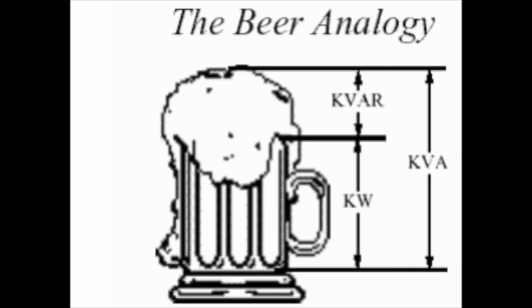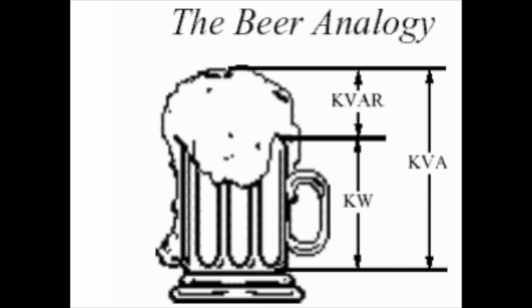Life isn't perfect. We all know that, and so there's a little bit of foam on top. And foam isn't going to quench your thirst. It's not going to power anything. Foam is represented by kVAR, and then the total contents of your mug is kVA, the summation of kW, so your beer, and your kVAR, which is the foam. So understanding these basic terms, power factor is the ratio of working power to apparent power. So power factor equals kW divided by kVA. Looking at your beer mug analogy here, power factor would be the ratio of beer, kW, to the beer plus foam.